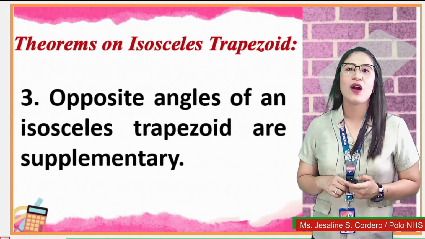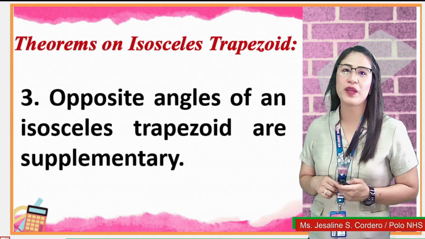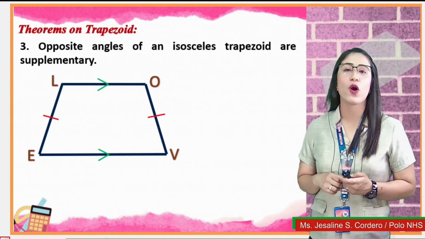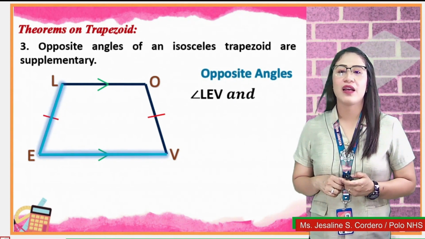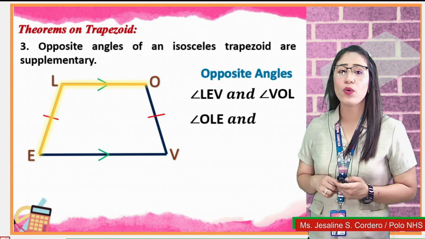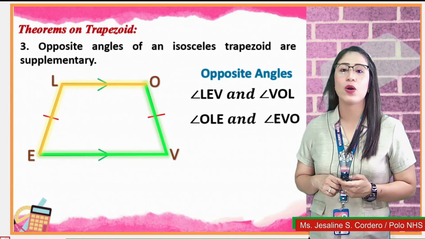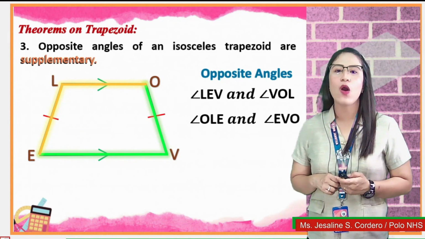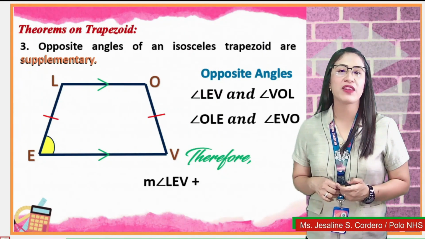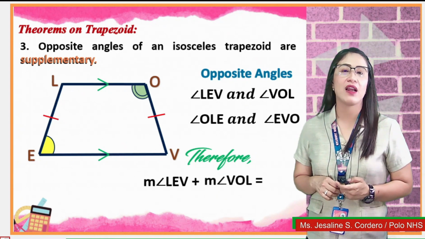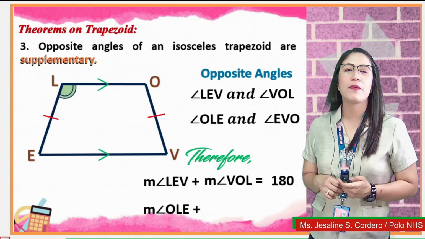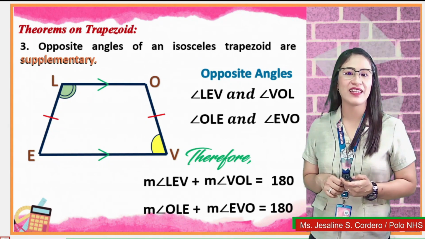Our third theorem: opposite angles of an isosceles trapezoid are supplementary. Given isosceles trapezoid LOVE, we have two pairs of opposite angles. Angle LEV is opposite to angle VOL, and angle OLE is opposite to angle EVO. Hence, they are supplementary, meaning when we add the measures of two opposite angles, the sum is 180. Therefore, the measurement of angle LEV plus the measurement of angle VOL is equal to 180, and the measurement of angle OLE plus the measurement of angle EVO is 180.